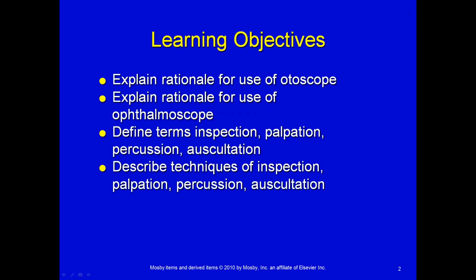Respirations, again, initially we want to know rate. Is it slow or fast? We want to know whether there's good ventilatory effort. Are they breathing normally, or are they working really hard to breathe? Is their work of breathing increased?